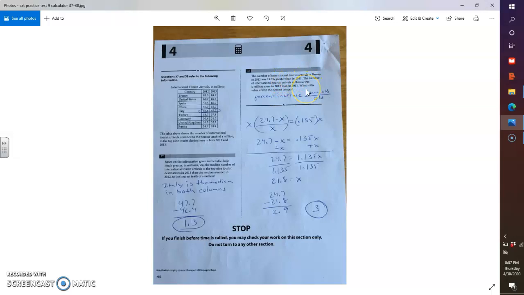Now we got to answer the question. The value of K was the number of international tourist arrivals in Russia was K million more in 2012 than 2011. So K is the difference between 2011 and 2012. The difference is 24.7 minus 21.8, which is 2.9. But they want this to the nearest integer, so the answer has to be 3. Make sure you answer the question they're asking. And that is the open-ended for our SAT Calculator Section 9.